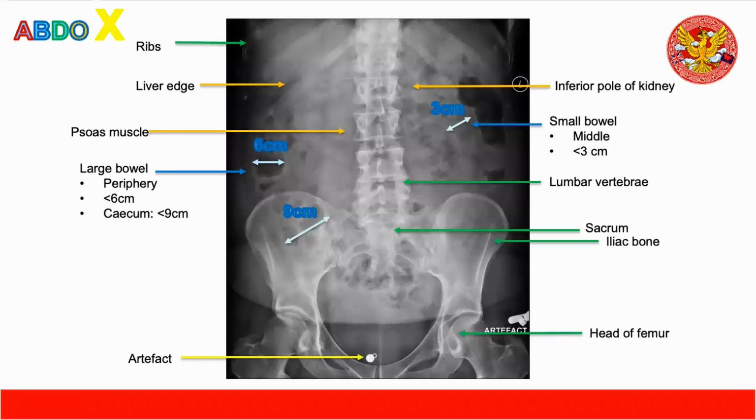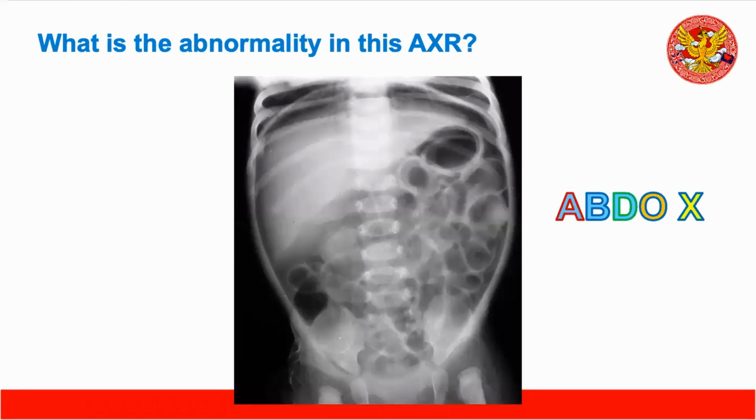So now I've got a few examples of abdominal x-rays. If you don't mind just putting down what you think the answer is in the chat or unmuting yourself, just working through A, B, D, O, X. What's the abnormality in this abdominal x-ray? Anyone?